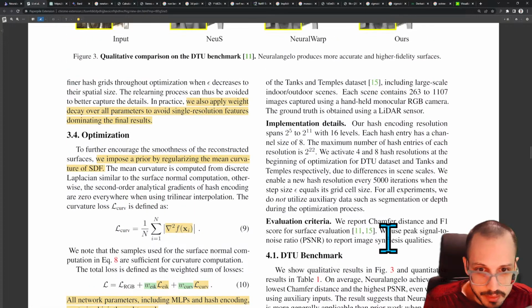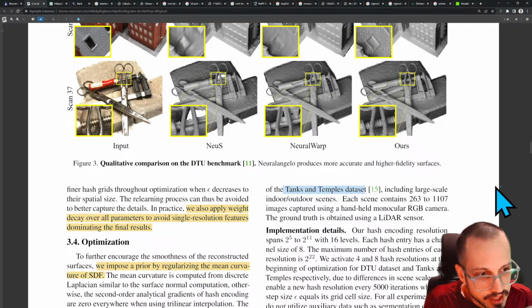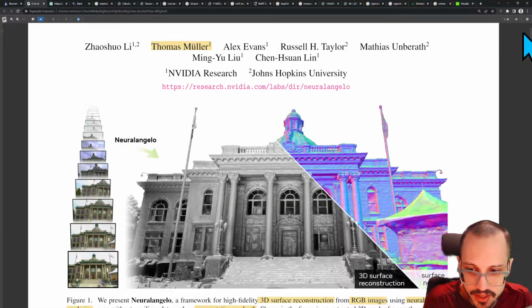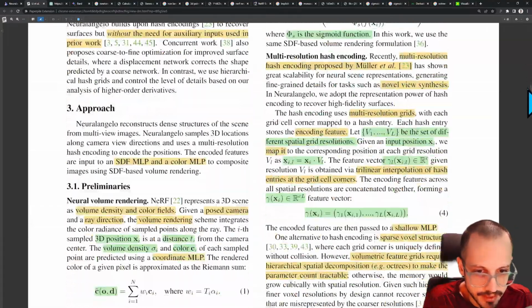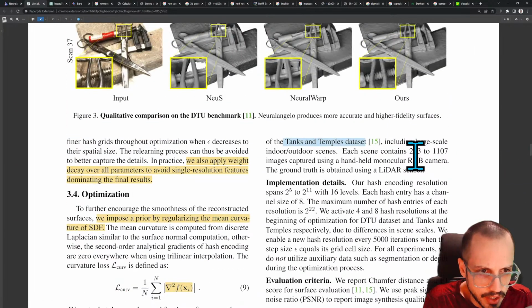We further conduct experiments on 6 scenes of the Tanks and Temples dataset. Okay, so I think this is probably the picture that they showed at the very beginning, of this kind of temple-looking thing. So that's probably that. Including large-scale indoor and outdoor scenes. Each scene contains 263 to 1,107 images captured using a handheld monocular RGB camera.